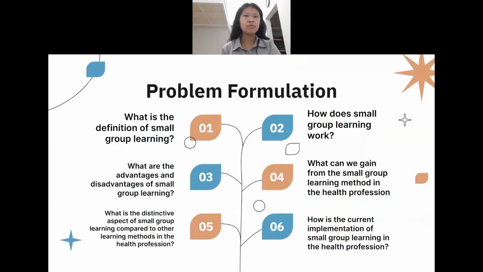Thank you. Now I will explain the problem formulation of our student project. First, what is the definition of small group learning? How does small group learning work? What are the advantages and disadvantages of small group learning? What can we gain from the small group learning method in the health profession? What is the distinctive aspect of small group learning compared to other learning methods in the health profession? And last, how is the current implementation of small group learning in the health profession?